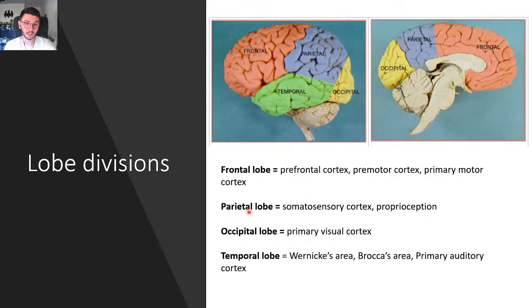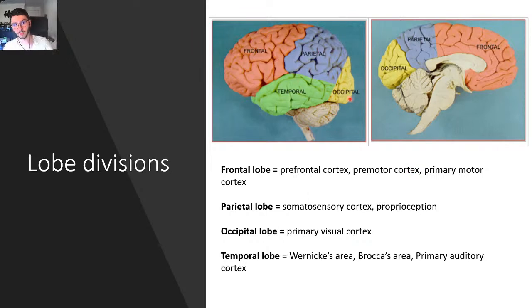We have the parietal lobe, which has your somatosensory, so this is your sensory information. It has your somatosensory cortex, and it's also used for proprioception. So it gets impulses from all around the brain so that you can know where you are. It helps communicate with the cerebellum with balance, but it sort of helps orientate you.